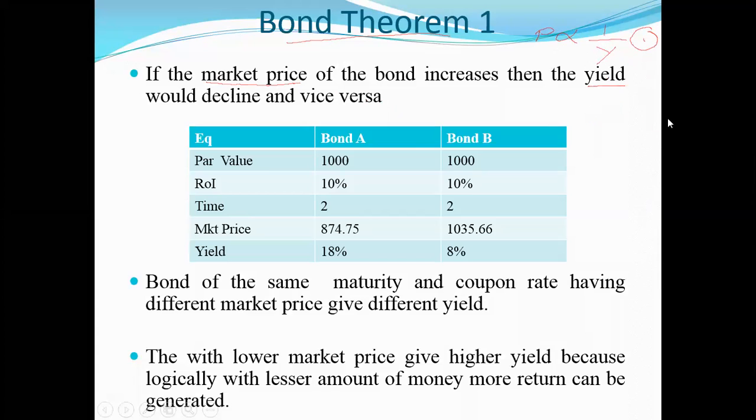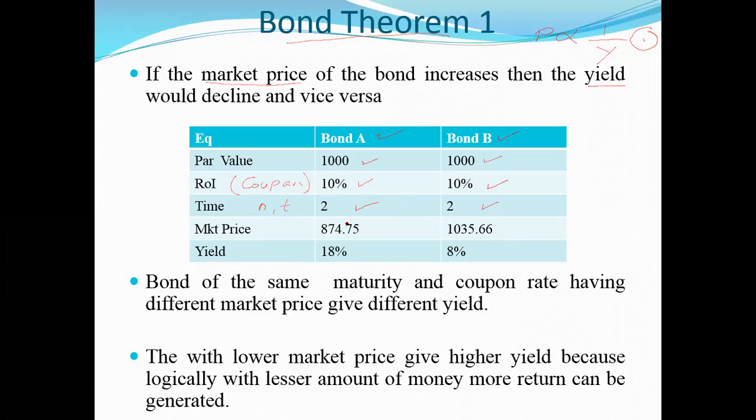So what we have taken is two bonds. We have bond A, okay, and we have bond B. The par value or the face value of the bond in both the cases is the same. The rate of interest, I'll just make this coupon payment so that things are easy for you to understand. So coupon payment is 10% in both the cases. The time frame, that is N or T, whatever you can call it, is the same for both the cases.